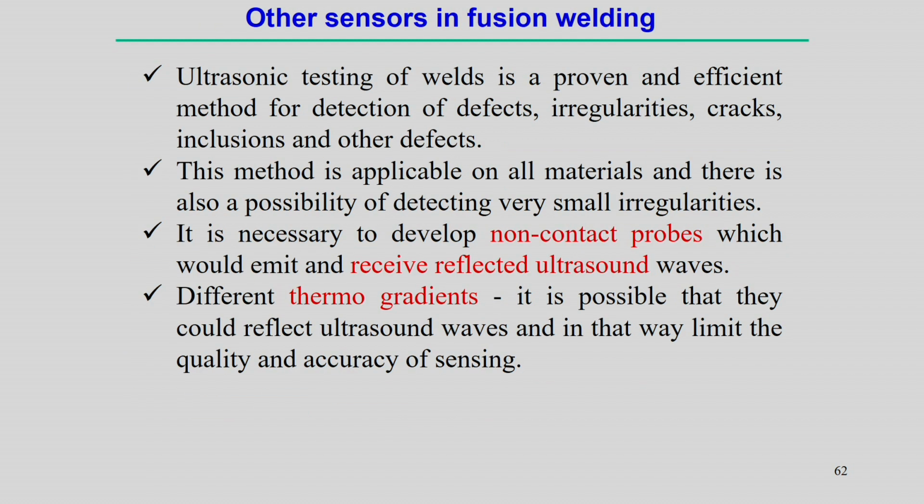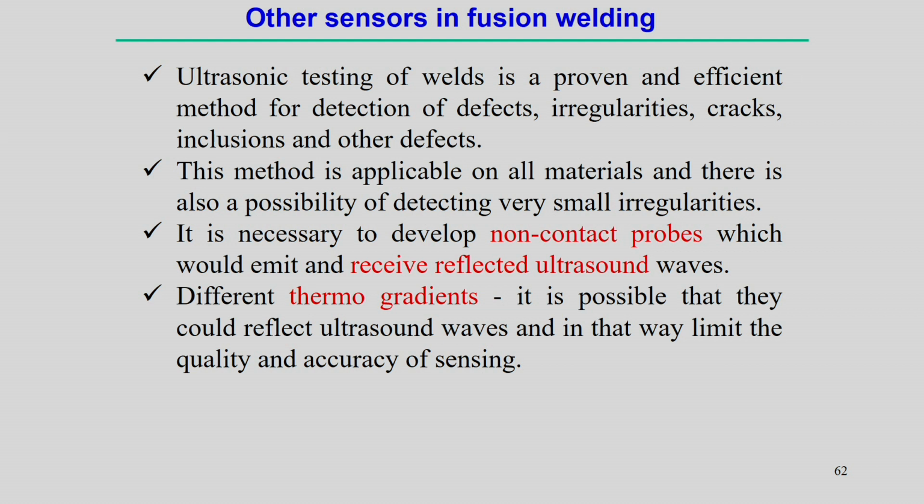Now, other sensors in the fusion welding process, or not only fusion welding but other processes also, we can use other types of sensors. One is ultrasonic testing, which is an efficient method for the detection of defects, irregularities, cracks, inclusions and other surface defects. One of the most proven technologies is the ultrasonic method.